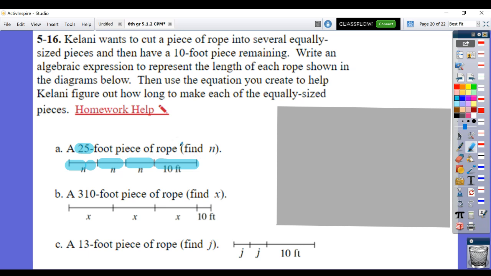N plus n plus n plus 10 equals 25, or 3n plus 10 equals 25. And then figure out what n has to equal. What does the value of n have to be, knowing that the 3 n's all have to be the same value as each other? If you take 3n plus 10 and it has to equal 25. And then the same concept for B. X plus x plus x plus 10 has to equal 310. Write the equation, find the value of x, and then the same concept for C.